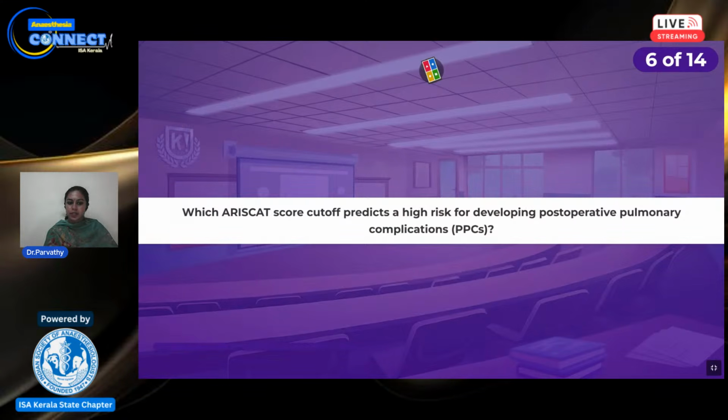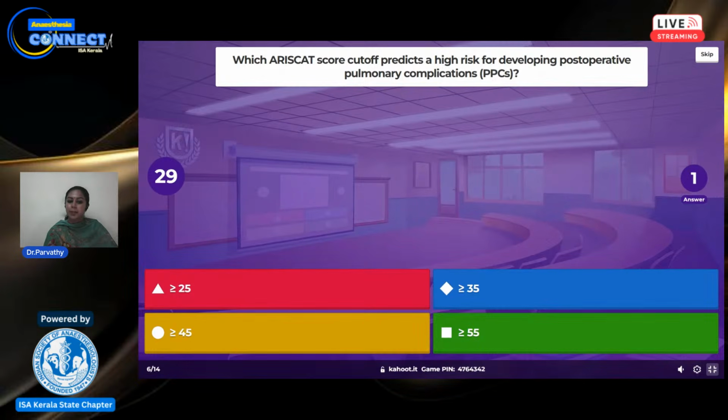Coming to the first question, which ARISCAT score cutoff predicts the higher risk for developing post-operative pulmonary complications? Option A, more than or equal to 25. Option B, more than or equal to 35. Option C, more than or equal to 45. And option D, more than or equal to 55.